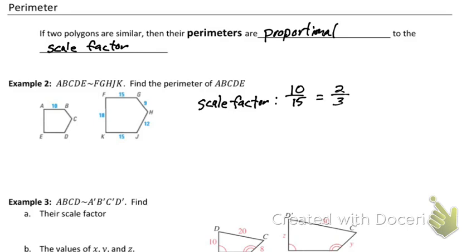Just so you guys know, if you're in a bind and you're not sure how to simplify something, you don't have to simplify this. You can do 10 over 15, it just makes a bigger problem later on. All right, so we have 2/3 as our scale factor. Would 15 over 10 work? Would that proportion work?